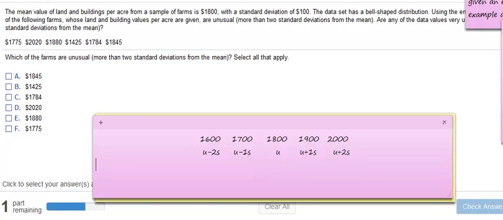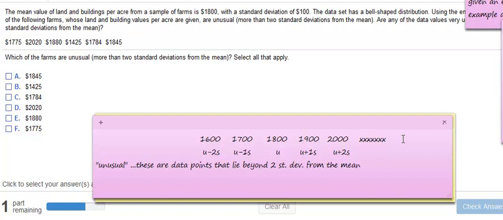And so if we're looking for unusual data points, these are data points that lie beyond two standard deviations from the mean. So in our picture here, unusual data points would lie somewhere up here in this tail, way above 2000, or they would lie somewhere down here, way down below the 1600.